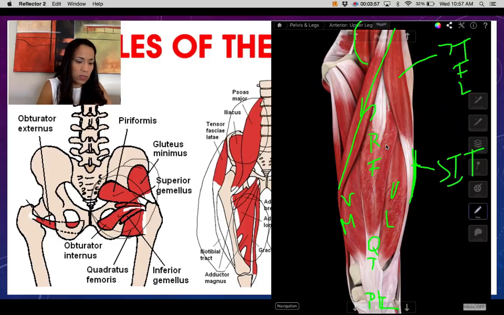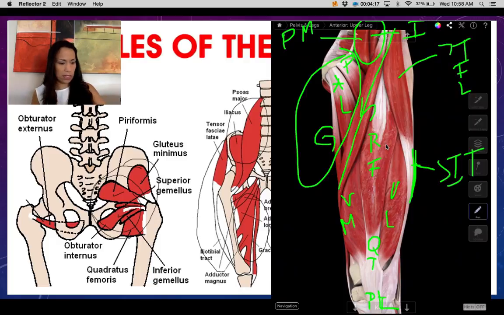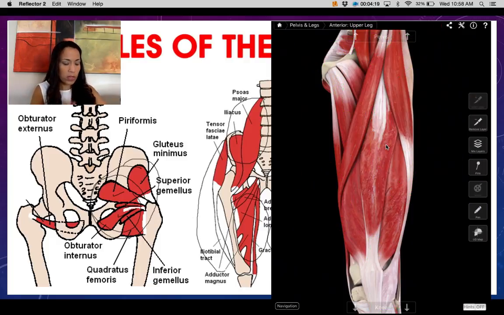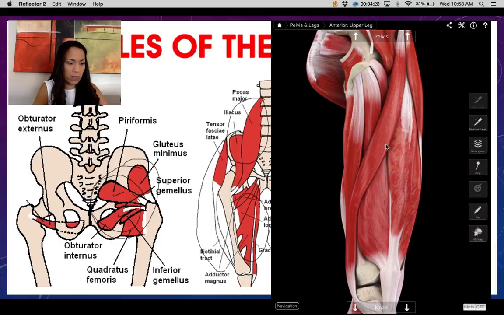This group of muscles in here, this one is the iliacus and the medial one is the psoas major, okay? Then we can describe the adductor muscles. This is the pectineus, this is the adductor longus, and this one is the gracilis, okay? So I'm going to turn this to the medial side, medial view.